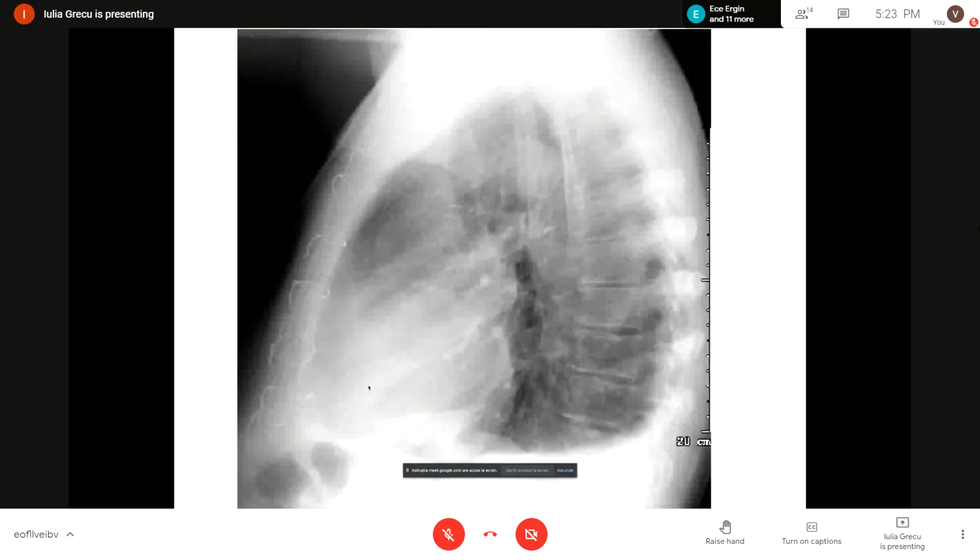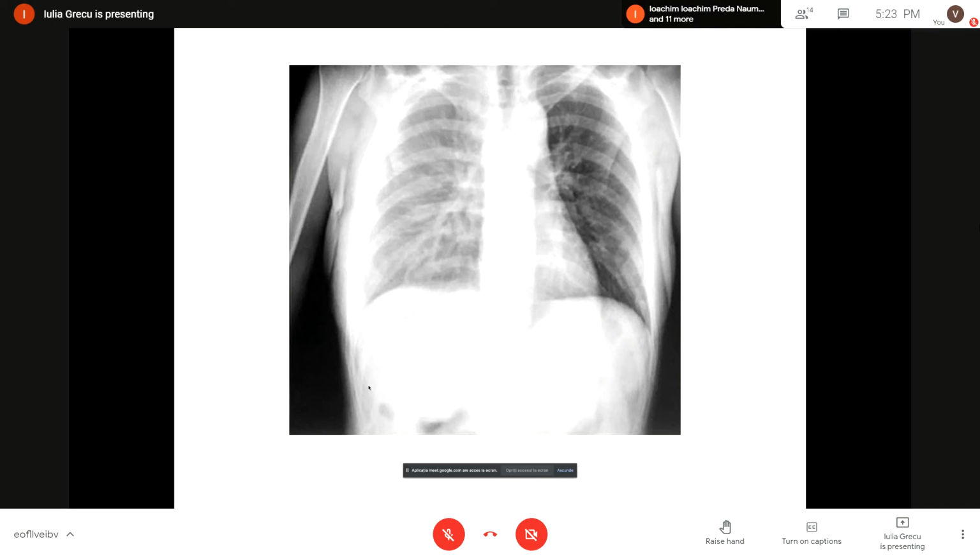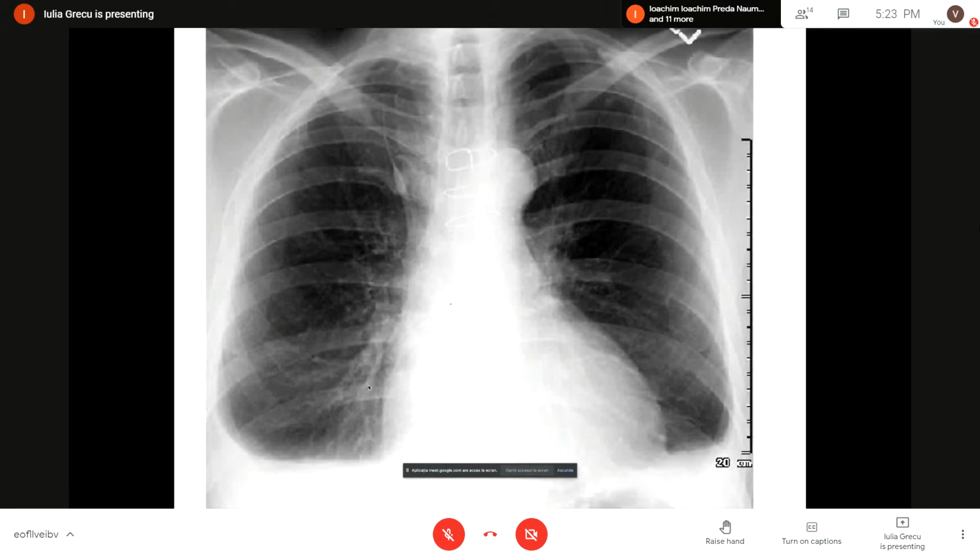The sternum has metallic stitches, which suggests that the patient had a previous heart surgery, maybe for some kind of heart disease. There is also, on this frontal chest X-ray, a normal anatomical feature that can be seen, a variant of an anatomical structure.